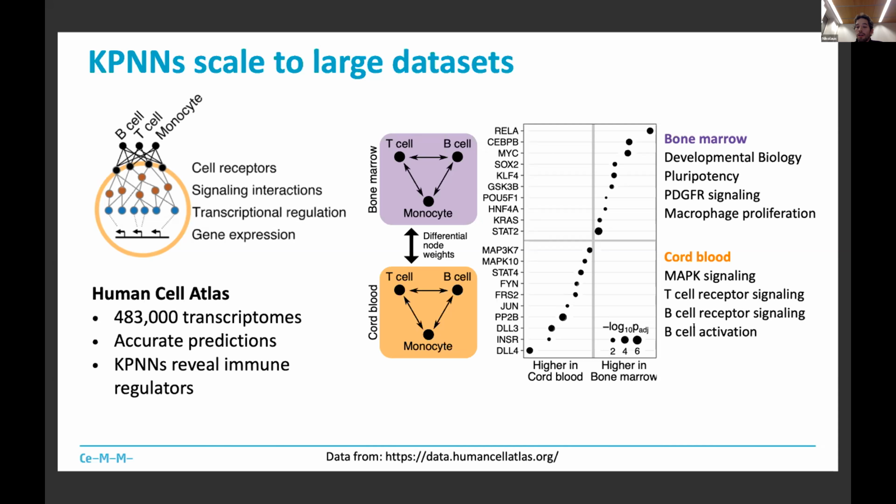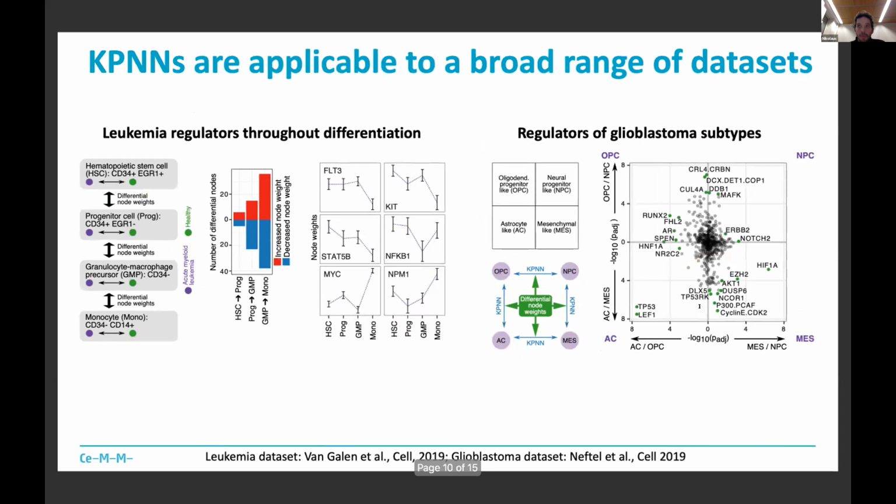while in the cord blood, I saw more mature processes like T-cell receptor signaling, B-cell receptor signaling, and so on and so forth. I think we're going slightly over time, so I'll keep this short. But basically, I have also applied KPNNs on a time scale.